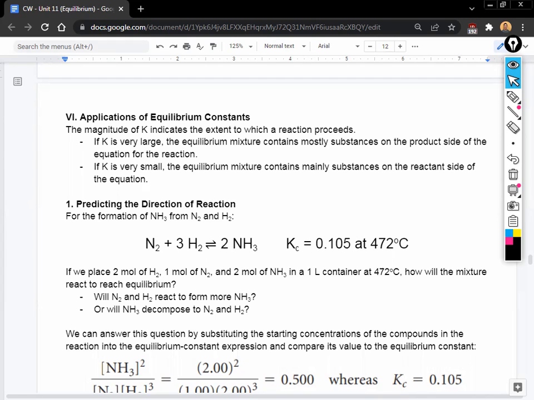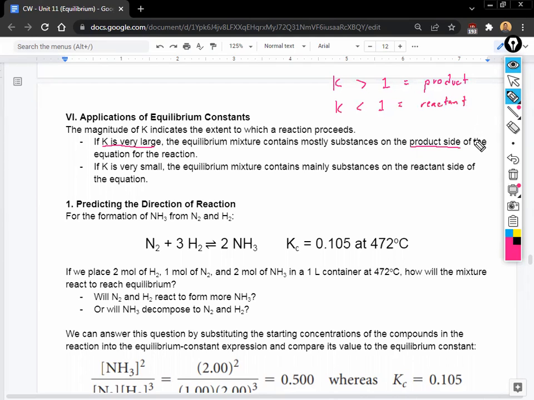If you want to jot this down just to refresh your memory, you can. If K is very large, the equilibrium usually ends up on the product side, okay? So big K means that the equilibrium mixture is going to be on the product side. It means that K is bigger than 1. If K is bigger than 1, we're going to end up with equilibrium on the product side. And if K is less than 1, it's going to end up on the reactant side.